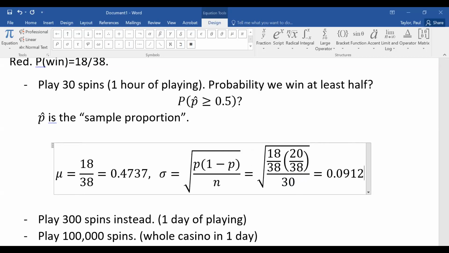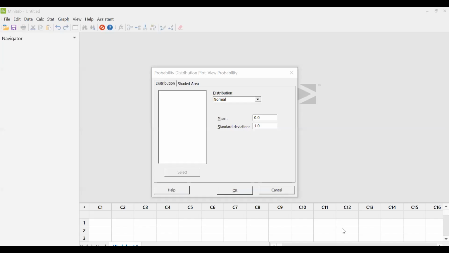Okay, let's bring Minitab back up. Here's Minitab. Okay, so we had a mean, the proportion that we expect to win, sort of our odds of winning. That's 0.4737. Hopefully we do better than that and come out ahead. Our standard deviation, 0.0912.